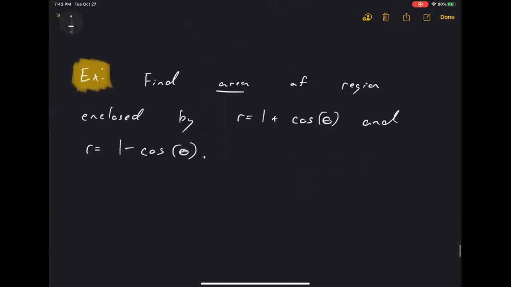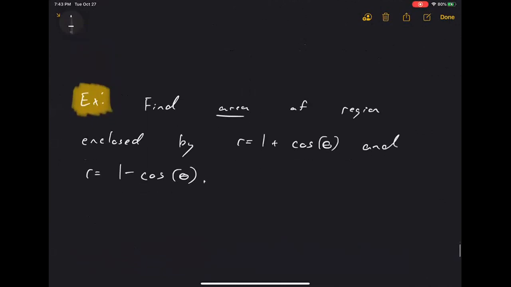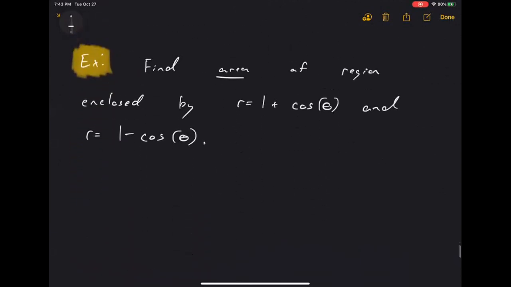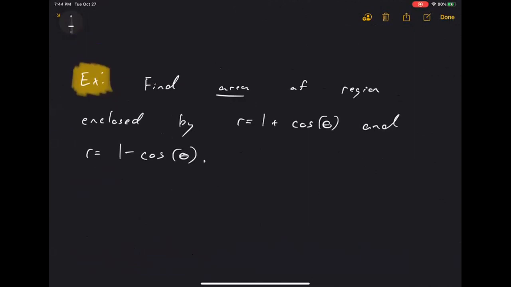So an example would be this problem, which is again taken from the back of the book. Find the area of the region enclosed by these cardioids, r equals 1 plus cosine theta and r equals 1 minus cosine theta. So there's a bit to unpack here. First of all, we're told to find the area.